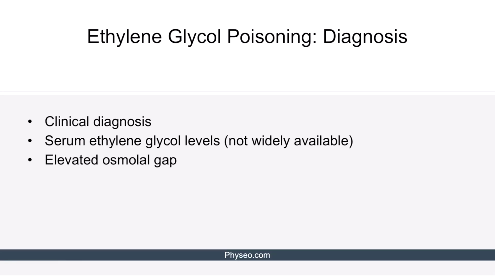Ethylene glycol poisoning is a clinical diagnosis, meaning the diagnosis can be made based on the patient history together with clinical signs and symptoms. As with methanol poisoning, there is a test that can measure serum ethylene glycol levels. However, this test is not widely available. Additionally, ethylene glycol poisoning can cause an elevated osmolar gap.